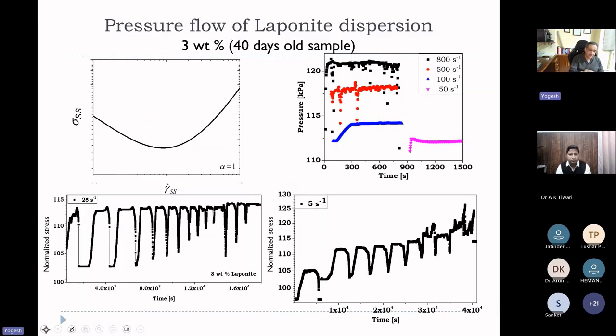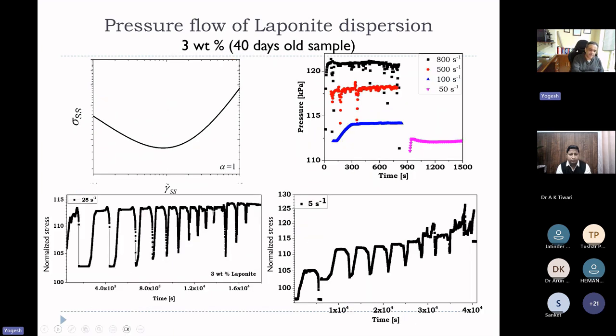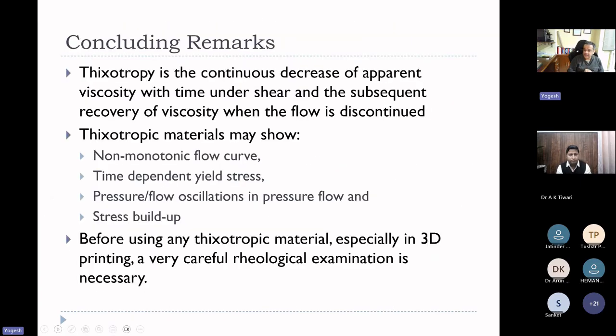Okay, so this behavior was observed for 3.58% 8 days old sample. This behavior observed for 3.8% 40 days old sample. And you can see that very similar kind of pressure oscillations here also. And that brings me to concluding remarks.